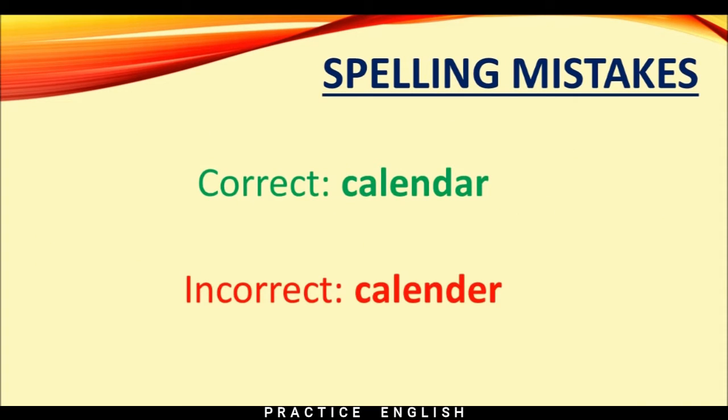The correct way to spell the word calendar is with AR at the end. You might notice that when we pronounce it, calendar, it sounds like ER, but when we write it, the correct way is to use AR.